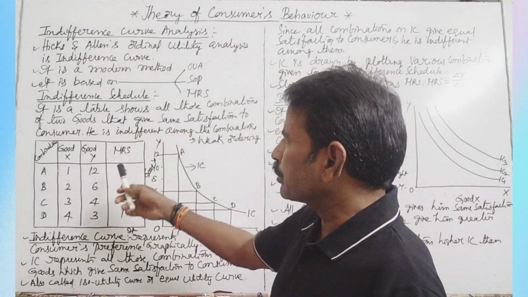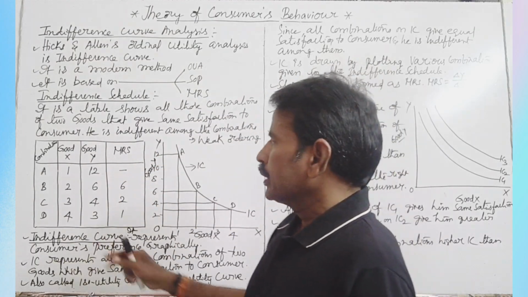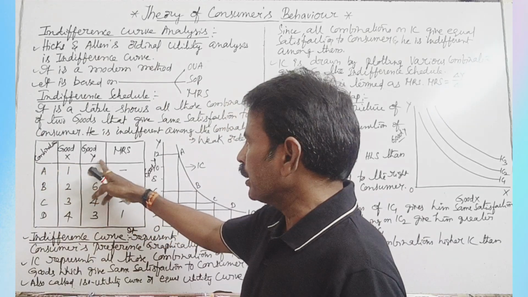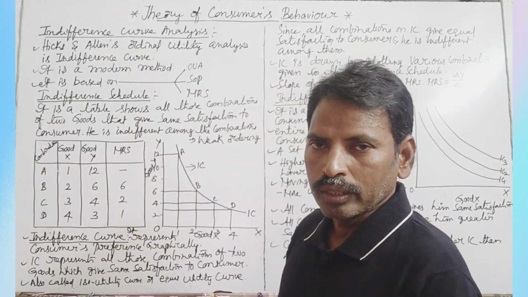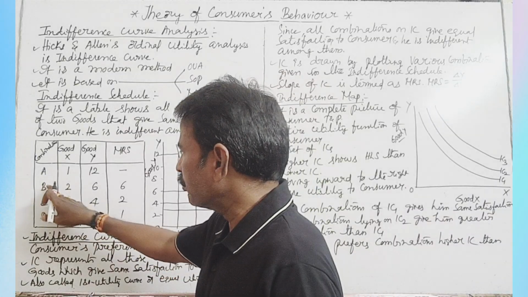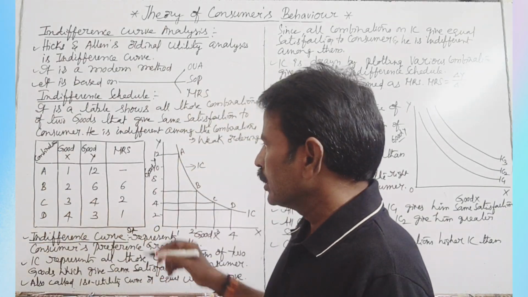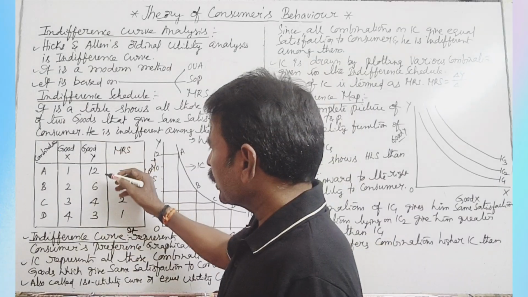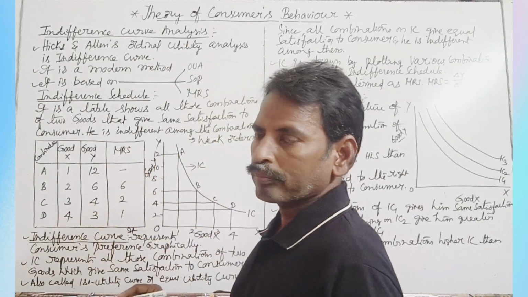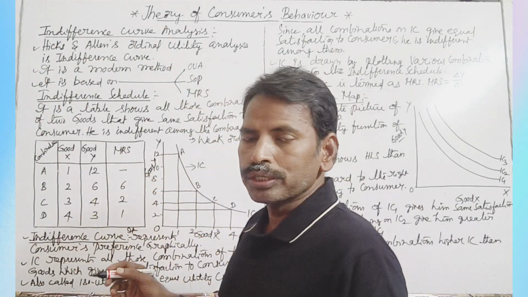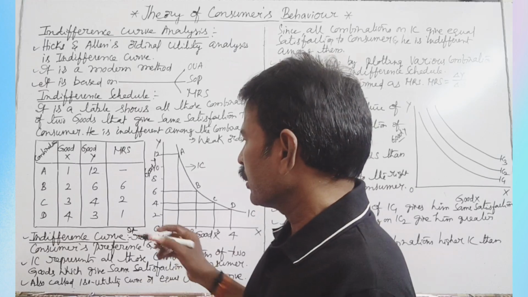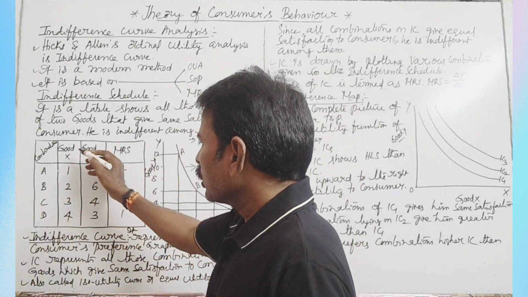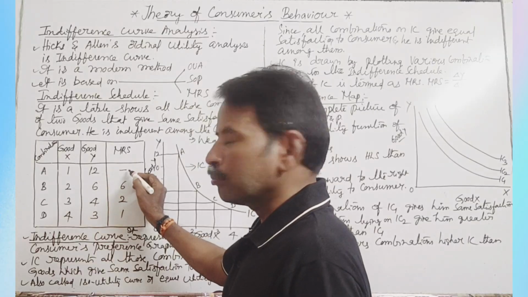So let us observe the table. Combinations, good X, good Y, MRS. Combinations A, B, C, D. Good X: 1, 2, 3, 4. Good Y: 12, 6, 4, 3. MRS means marginal rate of substitution. For combination A, there is 1 plus 12. There is no MRS.